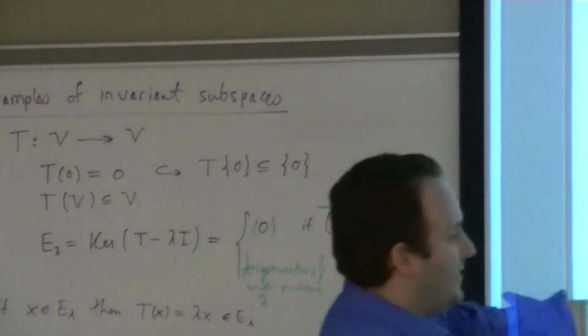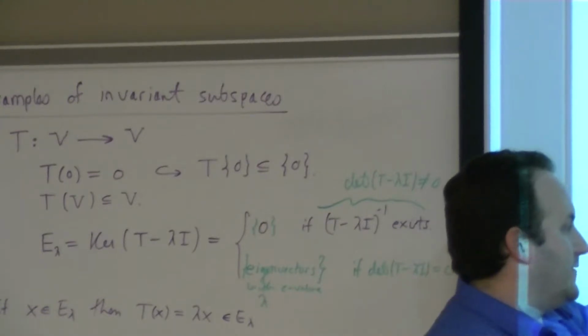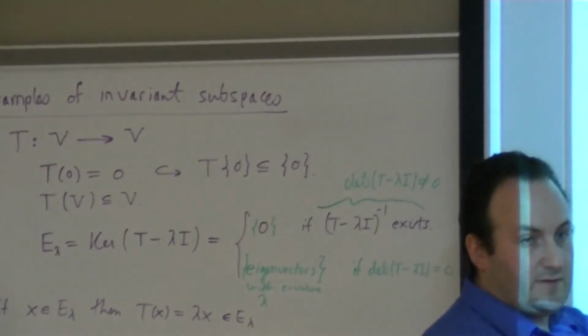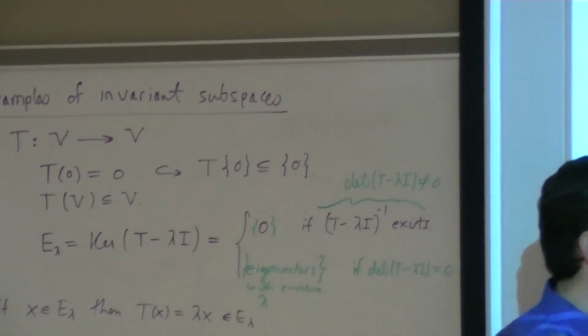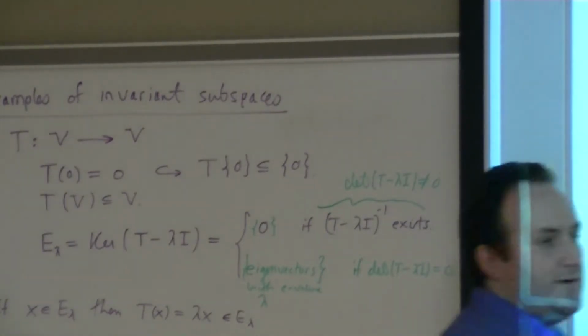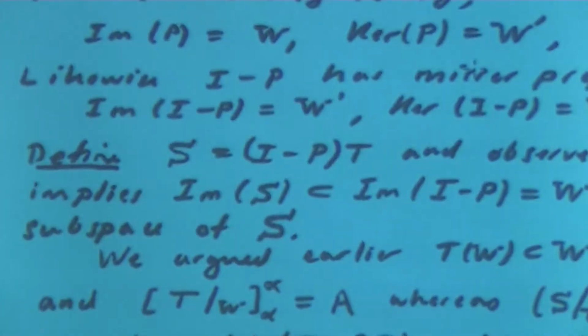But anyway, you can also look at I minus P, and I minus P basically plays the same role for W prime as P did for W. Because the image of I minus P is W prime, the kernel of I minus P is W, and I minus P squared is I minus P. It doesn't actually use that in the proof, I just thought it was fun to notice. Sorry, that's actually a digression.